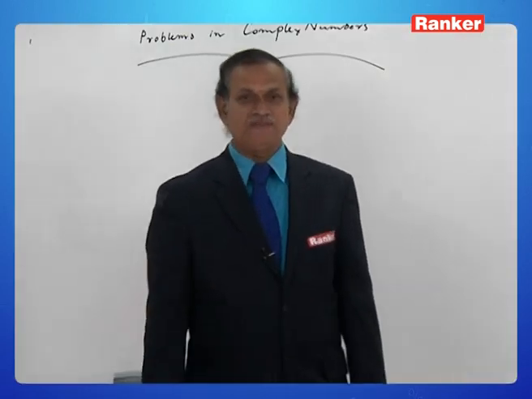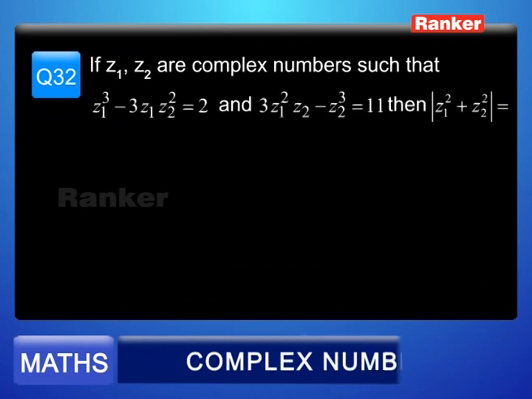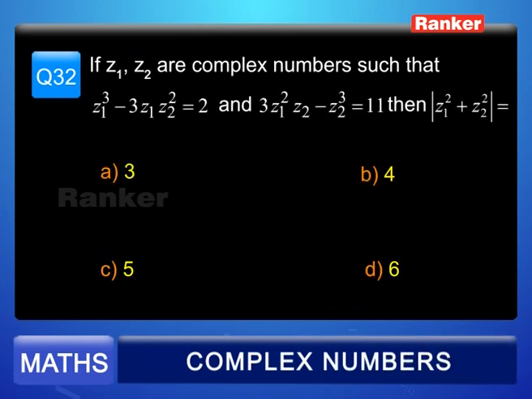The next question before us is question number 32. If z1 and z2 are complex numbers such that z1 cube minus 3z1 z2 square is equal to 2 and 3z1 square z2 minus z2 cube is equal to 11, then mod z1 square plus z2 square is. Observe it carefully. This is question number 32, of course.